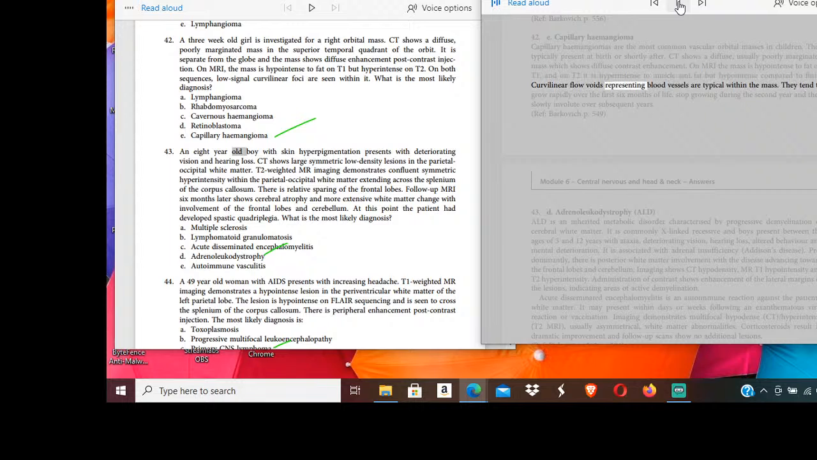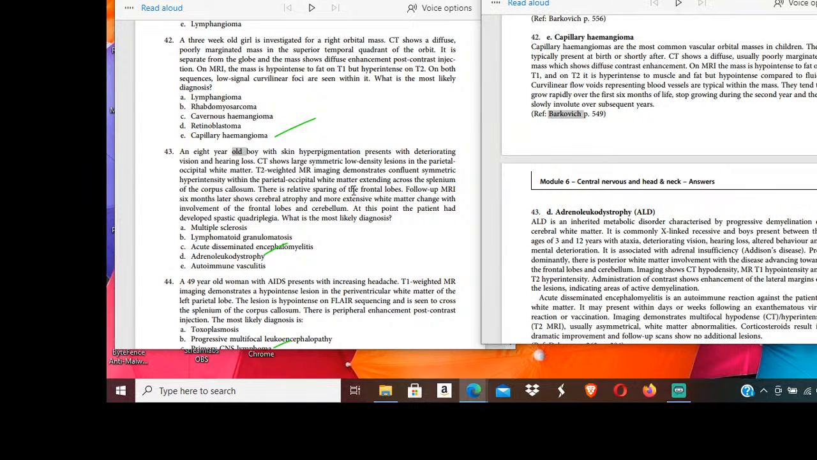Curvilinear flow voids representing blood vessels are typical within the mass. They tend to grow rapidly over the first 6 months of life, stop growing during the second year, and then slowly involute over subsequent years. Ref. Barkovich P.